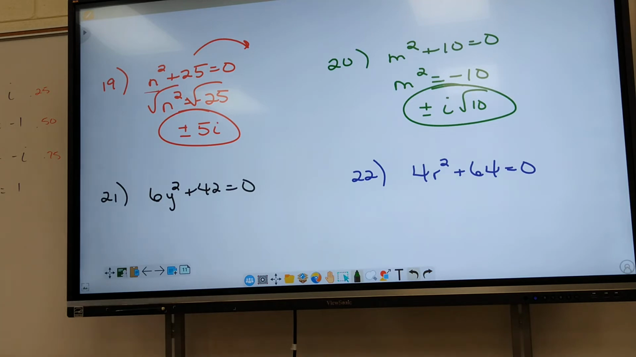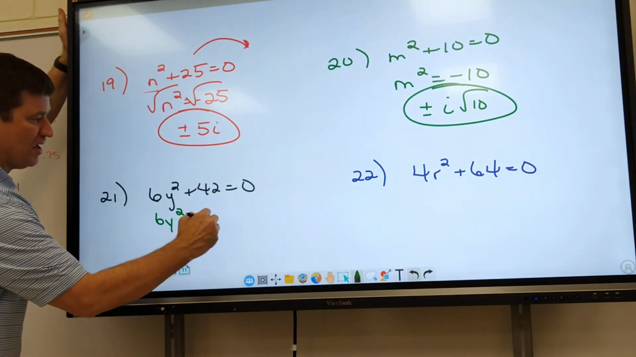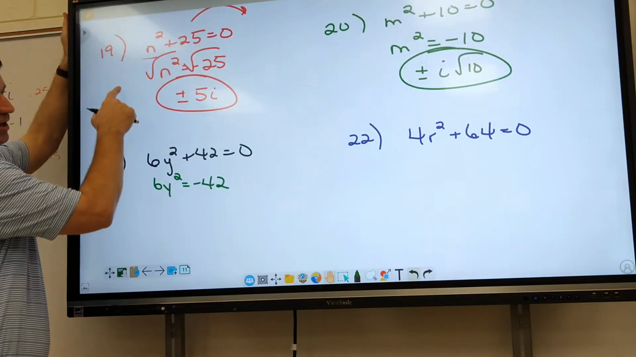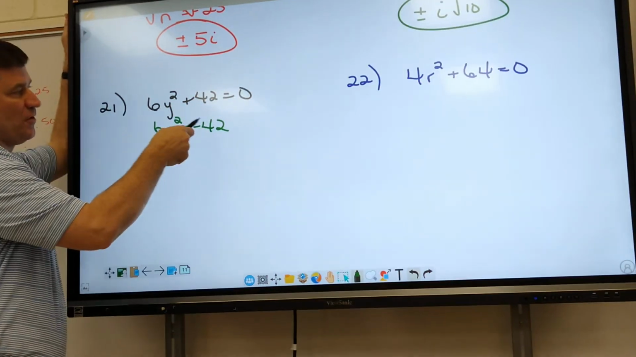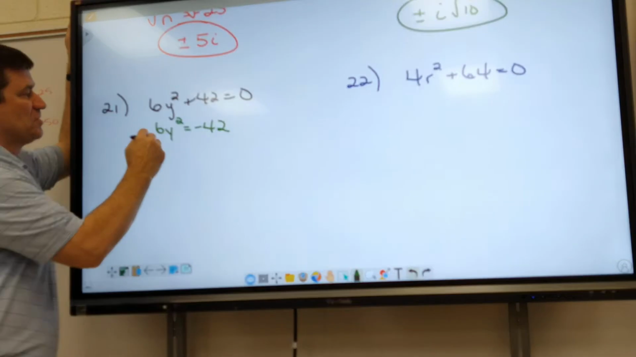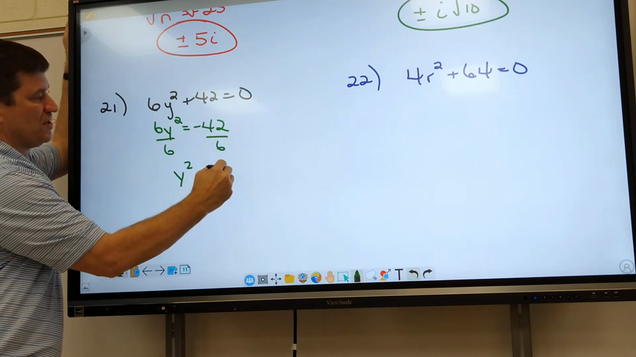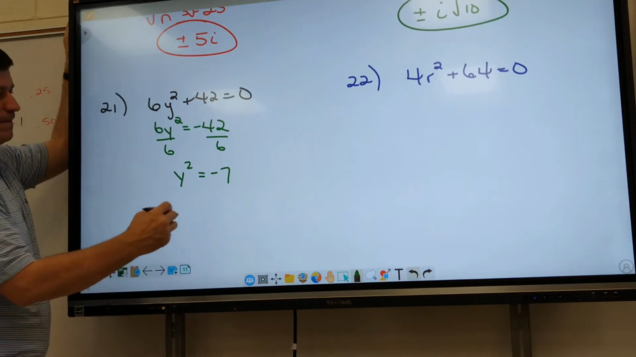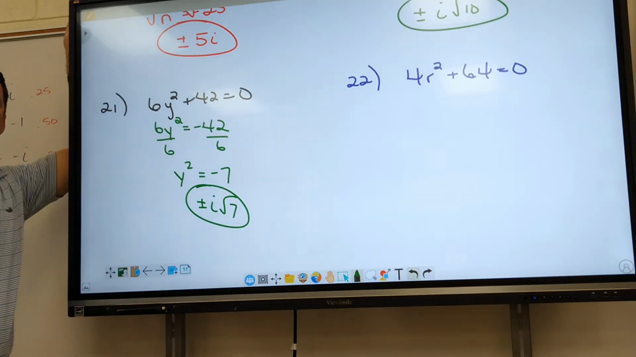All right, 21's a little different. What do you think we move over first? 42. That'd be 6y squared equals negative 42. I moved over 42 first, made it negative 42. Now divide by 6. That'd be y squared equals negative 7. It'd be i root 7. Plus or minus i root 7. Don't forget your plus or minus.